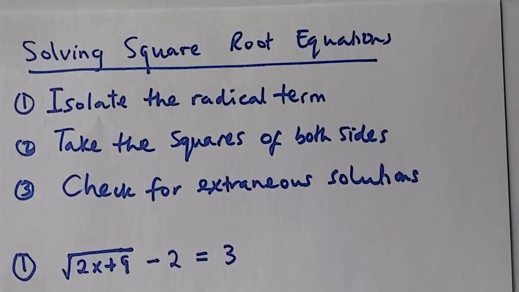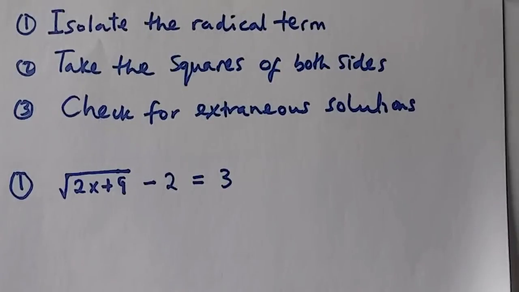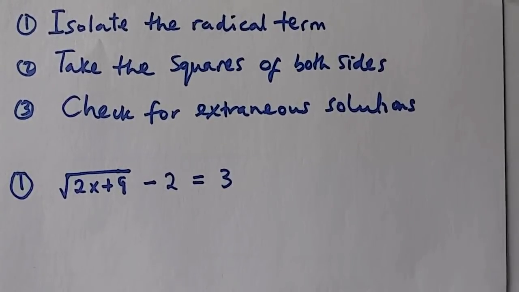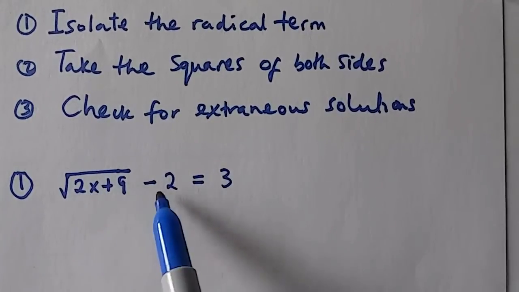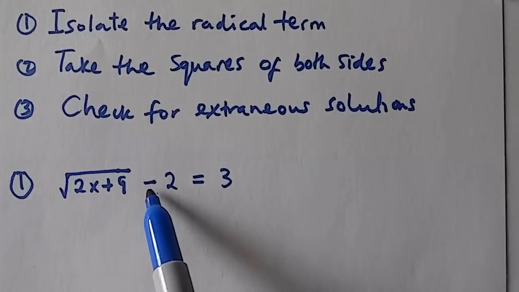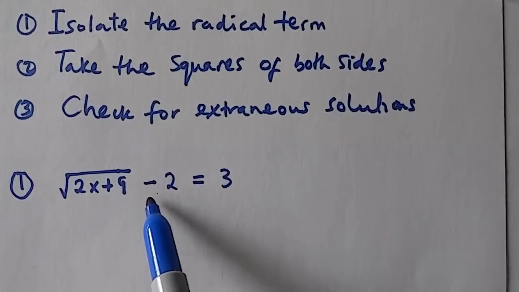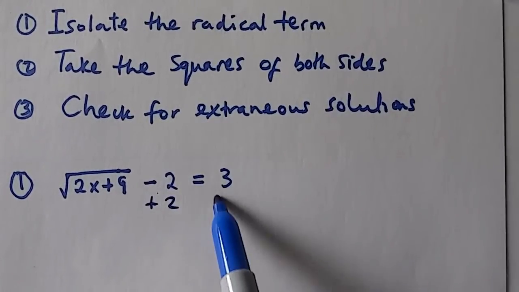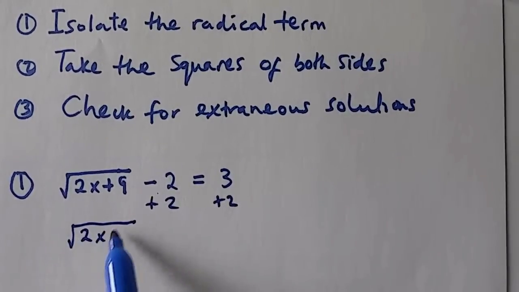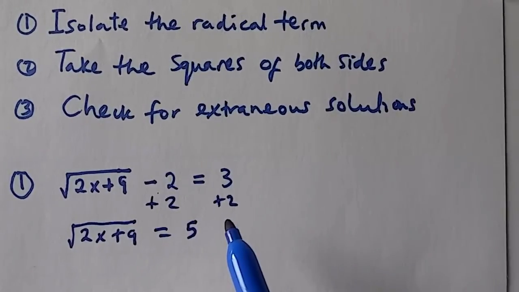Okay, now we're going to apply the first step, which is to isolate the radical. We can see that the radical is not isolated. Here is the radical term, here's another term, and here is another term. We need to get rid of this minus 2 so that the radical can be by itself. So the first thing we will do is add 2 to both sides. We're going to have the square root of 2x plus 9 equals 5. So step 1 is done.